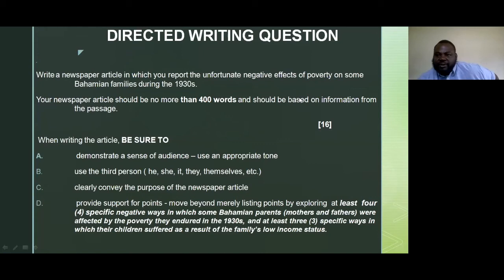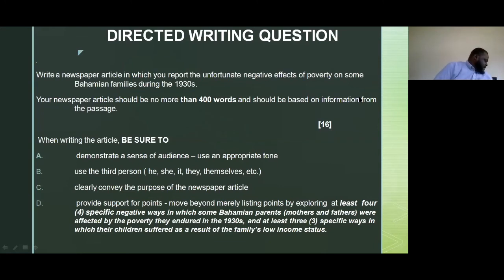It says here, provide support for points. Move beyond merely listing points by exploring at least 4 specific negative ways in which some Bahamian parents, they put in brackets mothers and fathers, were affected by the poverty they endured in the 1930s, and at least 3 specific ways in which their children suffered as a result of the family's low income status.